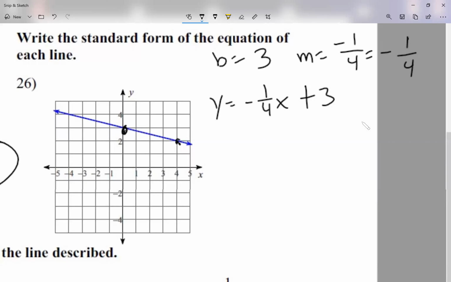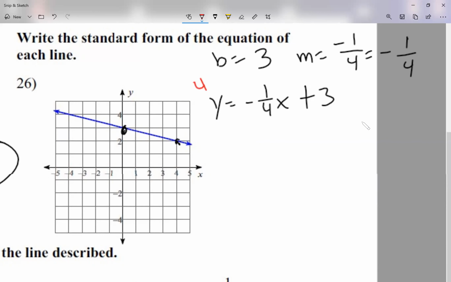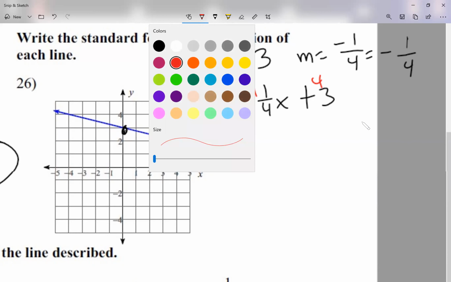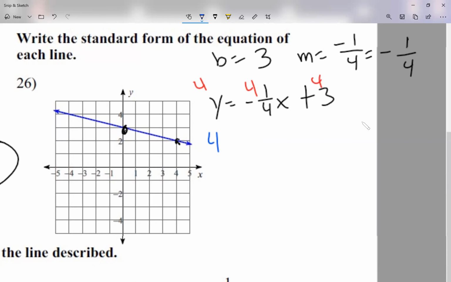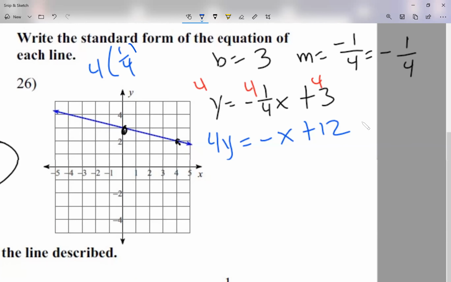First thing I'm going to do, because for the standard form, I should have no fractions. So let me multiply everything by 4. That's going to give me 4y is equal to a -1x plus 12. Remember when I did 4 times 1/4, when I have a whole number and a fraction, you multiply with the number on the top and divide with the number at the bottom. So that's how I got the -1x.